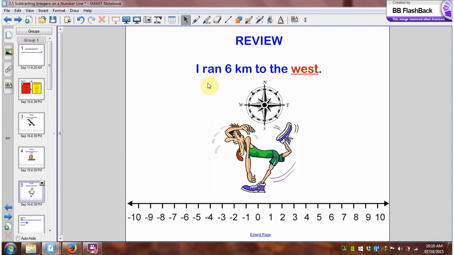And here's a new one. I ran 6 kilometers to the west. So remember, west is to the left, and if you look on your number line, west points down towards the negative sign. So -6 kilometers would be how much you ran there.